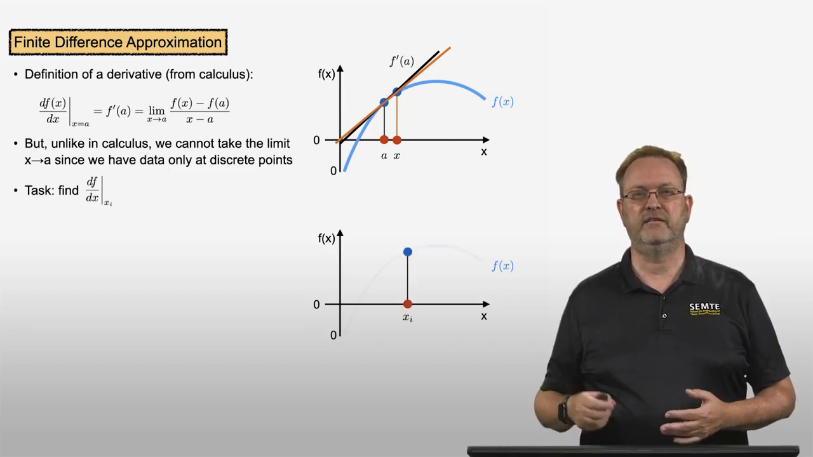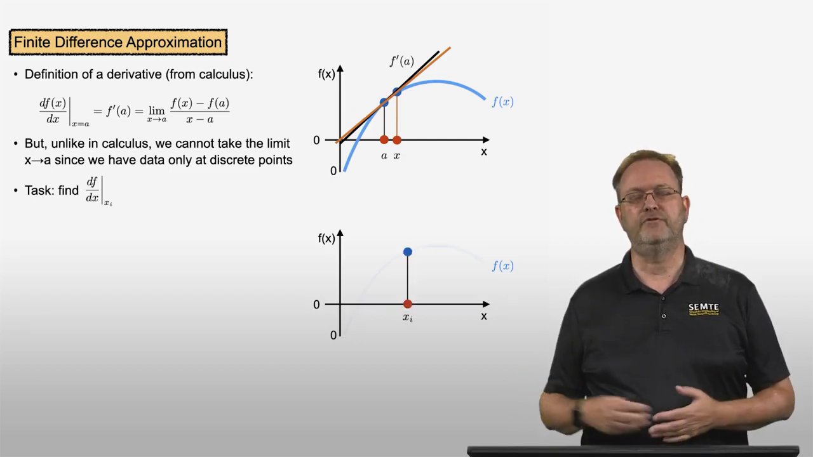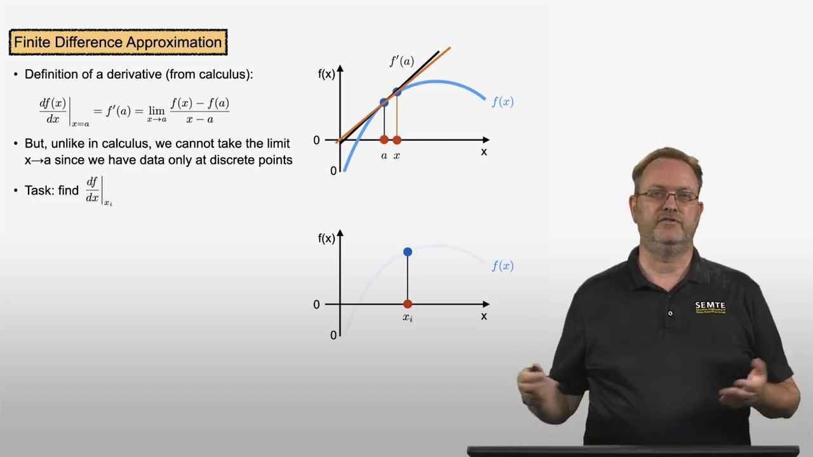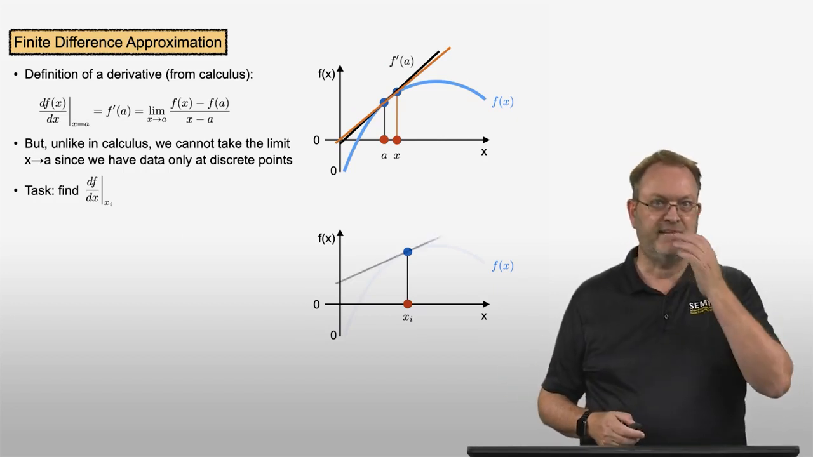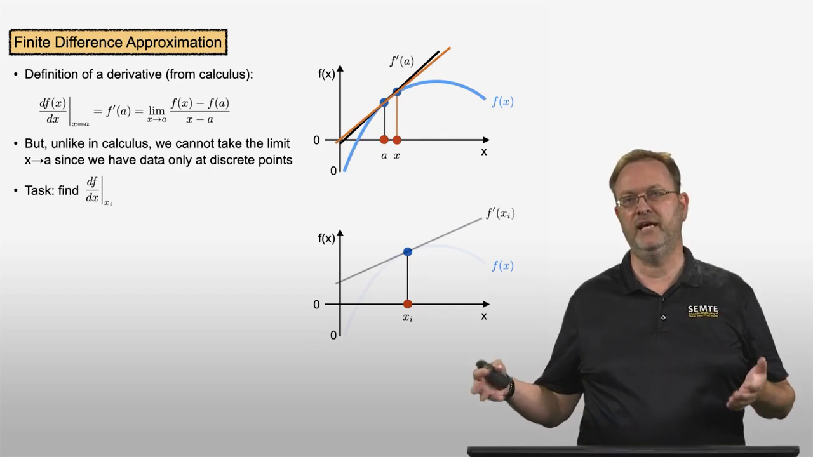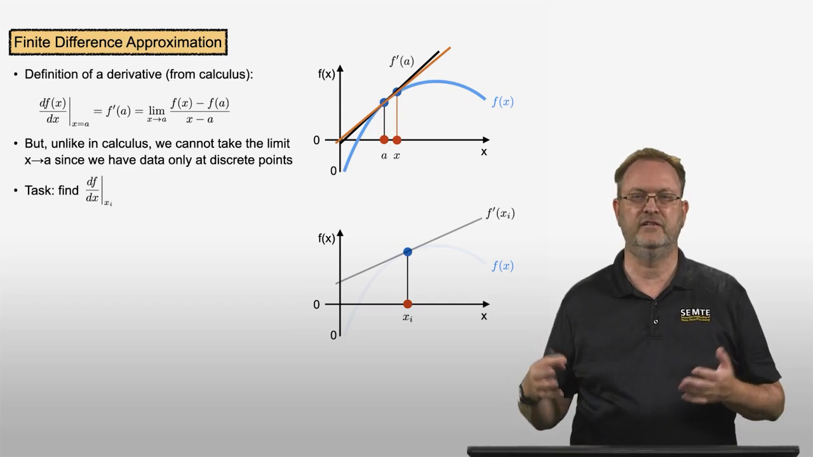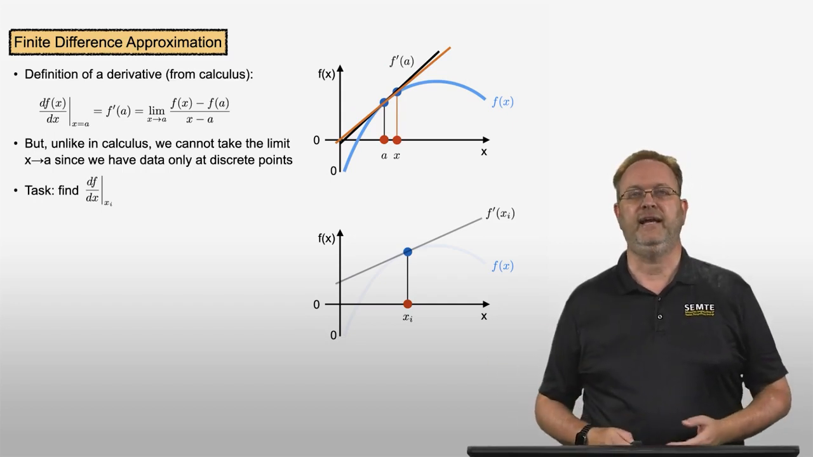So here is that sketch again. Let's say I'm interested in the derivative at a point x sub i, with the associated function value f of xi. That would be the analytical derivative, the slope of the tangent line at this point.